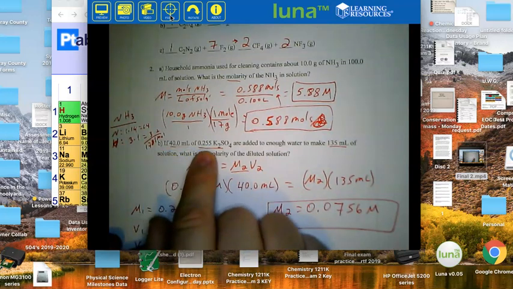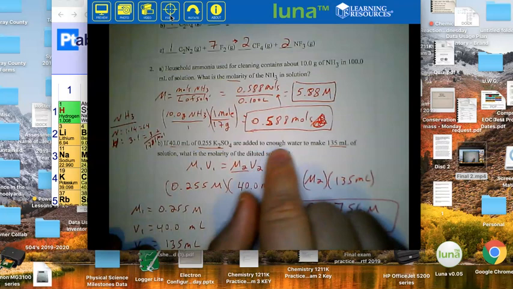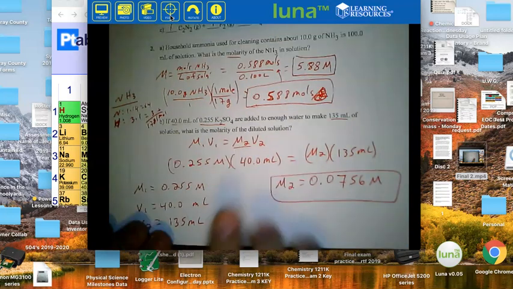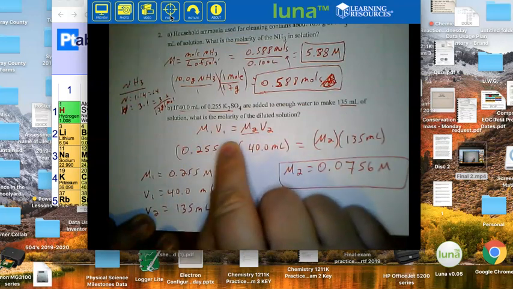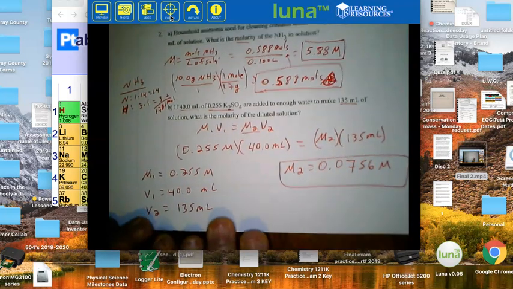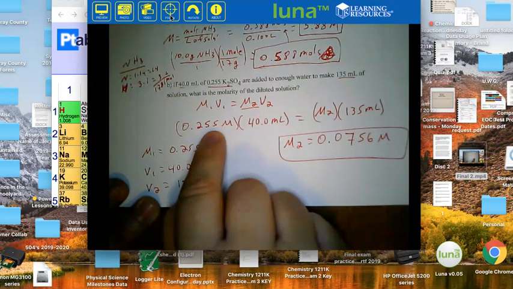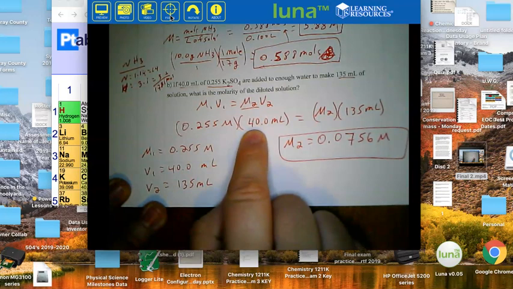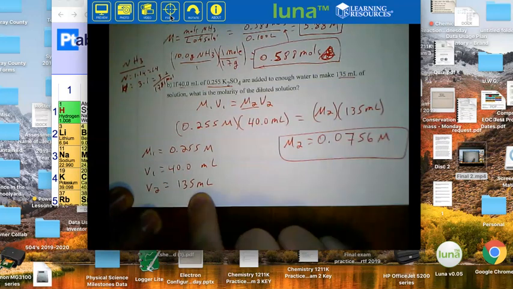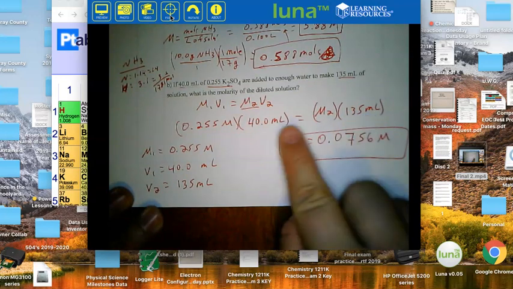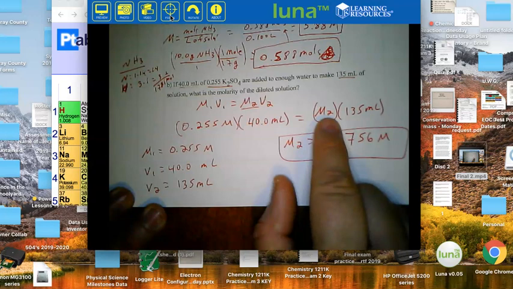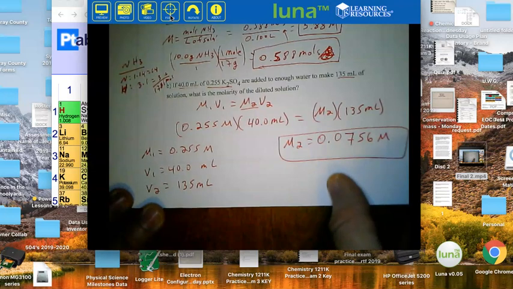Part B, if 40 milliliters of a 0.255 potassium sulfate are added to enough water to make 135 milliliters of solution, what is the molarity of the diluted solution? So when we have a dilution problem, we use the formula M1V1 is equal to M2V2. Molarity times volume before is equal to the molarity times volume after, and so if you cancel out the units, what we're saying is the moles we have before is equal to the moles we have after of the solute. So initially we had 0.255 molar solution, so that's M1. Our initial volume of that was 40 milliliters. And then they diluted it to a total volume of 135 milliliters. Now notice I didn't convert milliliters to liters. It's not necessary, because the units are going to cancel out as long as they're both milliliters. Units cancel, you're left with molarity anyways. So you just solve for the diluted molarity. In this case, it's 0.0756 molar for the diluted solution.